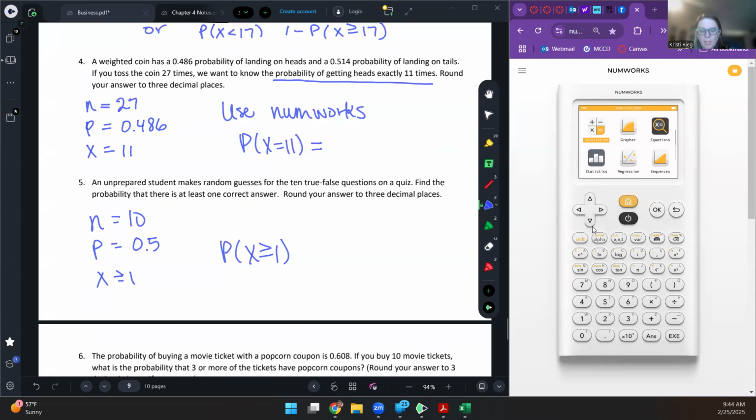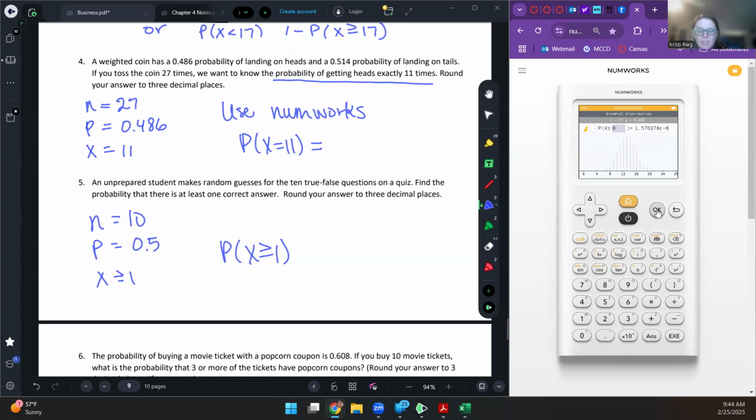So here we have the calculator. Hopefully you watched the bonus video. If not, maybe you're seeing this for the first time. It is a lot faster way of doing this problem. So I'm going to go down to distributions, and we are talking about binomial distributions. That's what this whole section is about. And it asks for n, which is 27, and it asks for p, which is 0.4, really tiny, 0.486. And I go down to next.